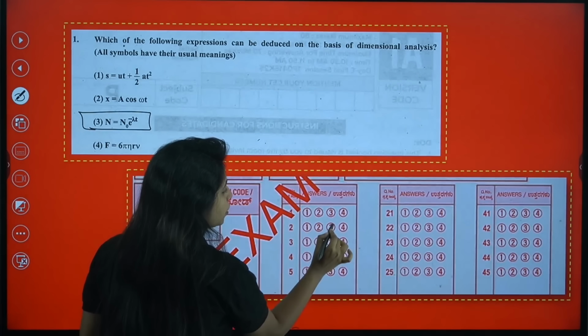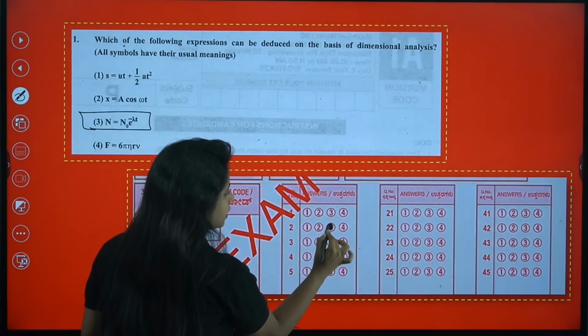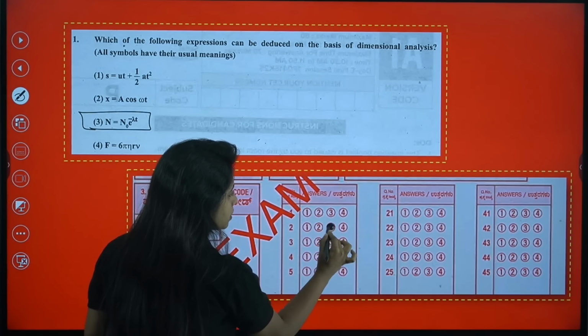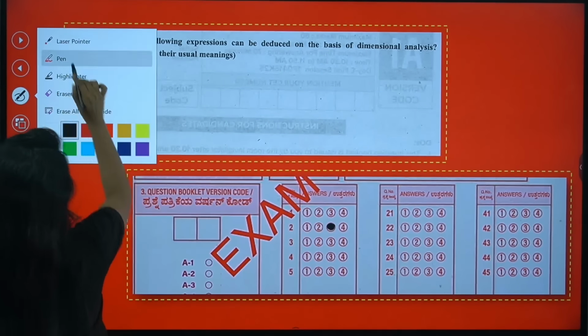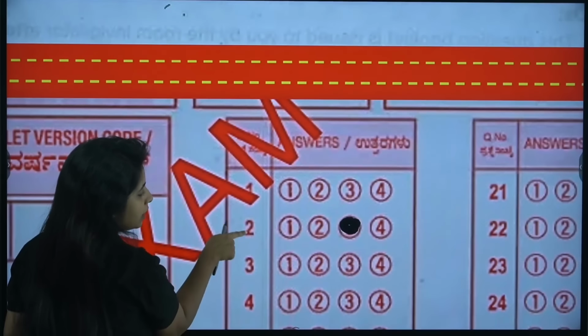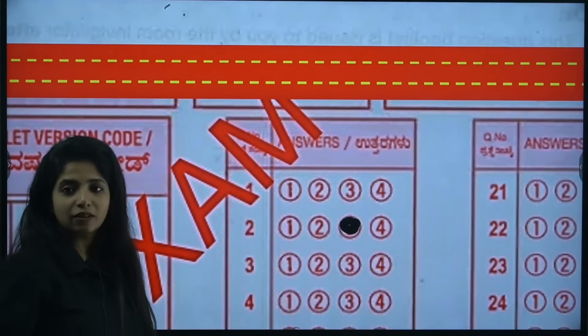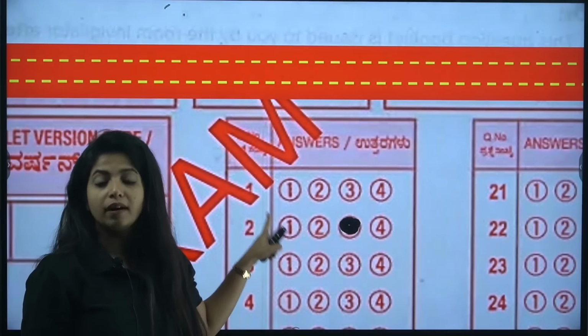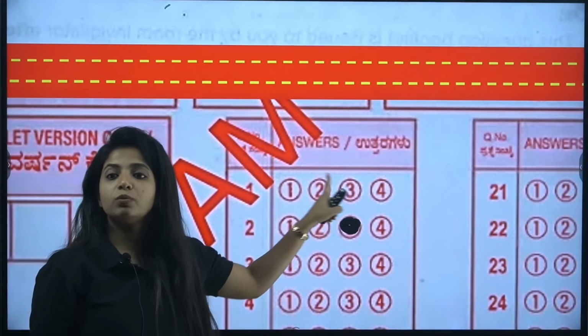Now I have marked it over here. 3 is the answer. Yes, 3 is the answer. Will I get marks? No. Why? Because I have marked in question number 2, 3 is the answer. Is that question number 2? No, it's question number 1. Question number 1 answer is 3.